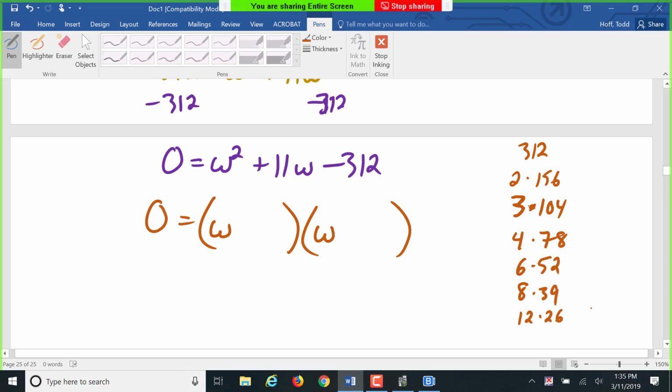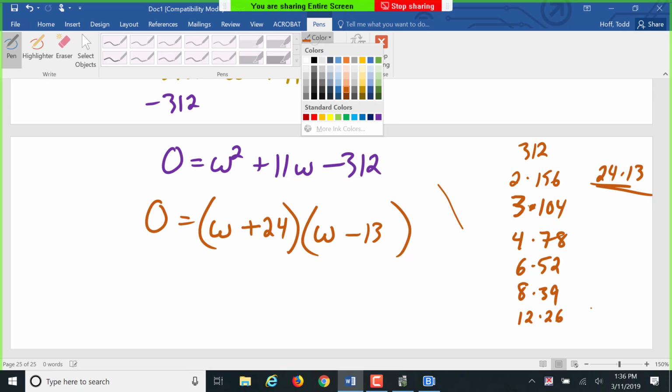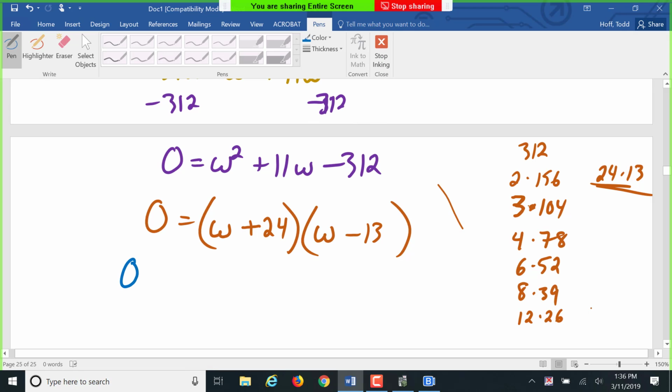How about, what do I still have here? 16 isn't going to work, but I can do 24 times 13. I think we might have a winner there. 24 times 13 makes 312. What am I going to use here? Plus 24 and minus 13. Very good. So now 0 equals W plus 24 or 0 equals W minus 13.